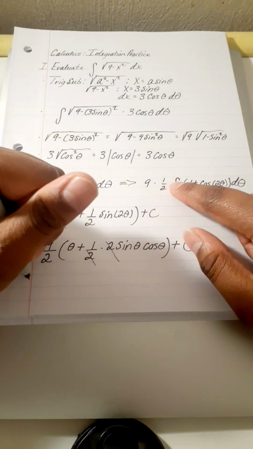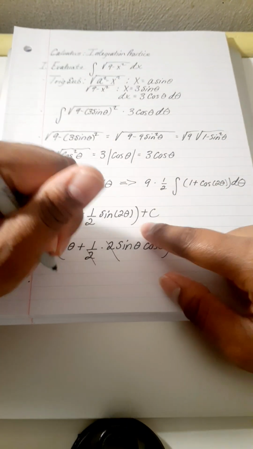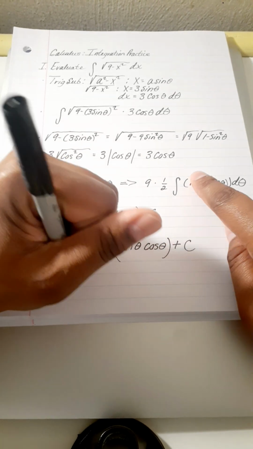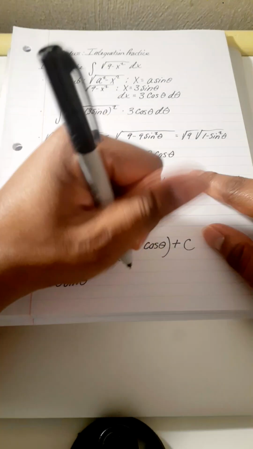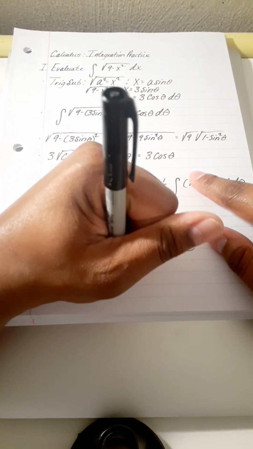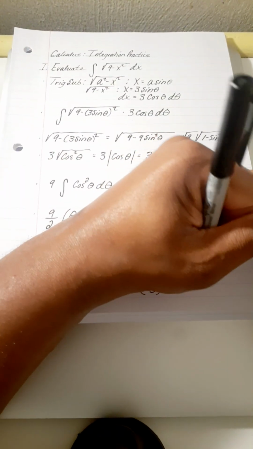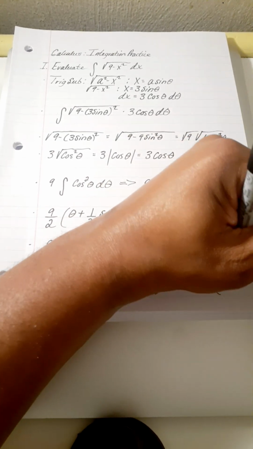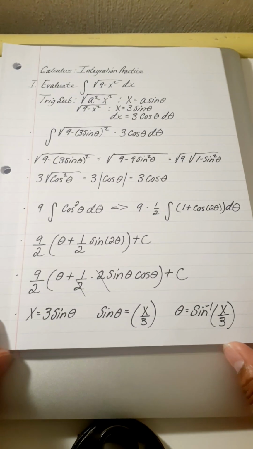Okay, now what we're going to go ahead and do is go back to our original substitution, which was x is equal to 3 sine theta. So we'll need to solve this for sine theta and solve it for theta. If we solve it for sine theta, we'll get sine theta is equal to x over 3. And if we solve it for the angle theta, then we'll get theta is equal to sine to the negative first, or arc sine, of x over 3. That's what we would get. Okay.